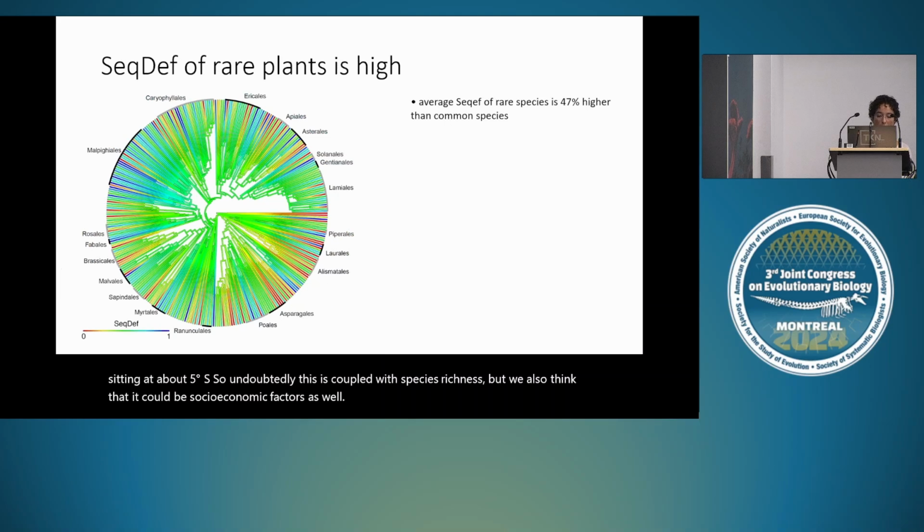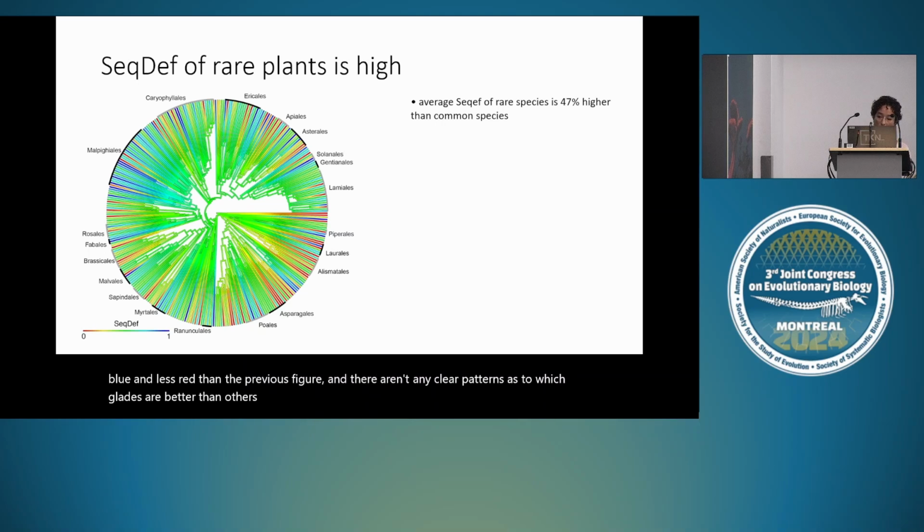So this is the same phylogeny from earlier, but now it's colored according to the average seqdef of only the rare species in that clade. Overall, this figure is much more green and blue and less red than the previous figure, and there aren't any clear patterns as to which clades are better than others.